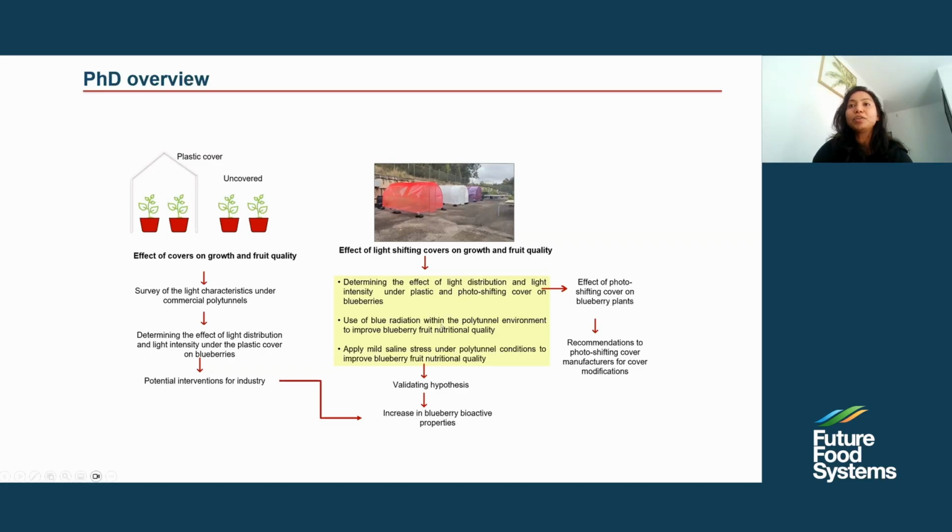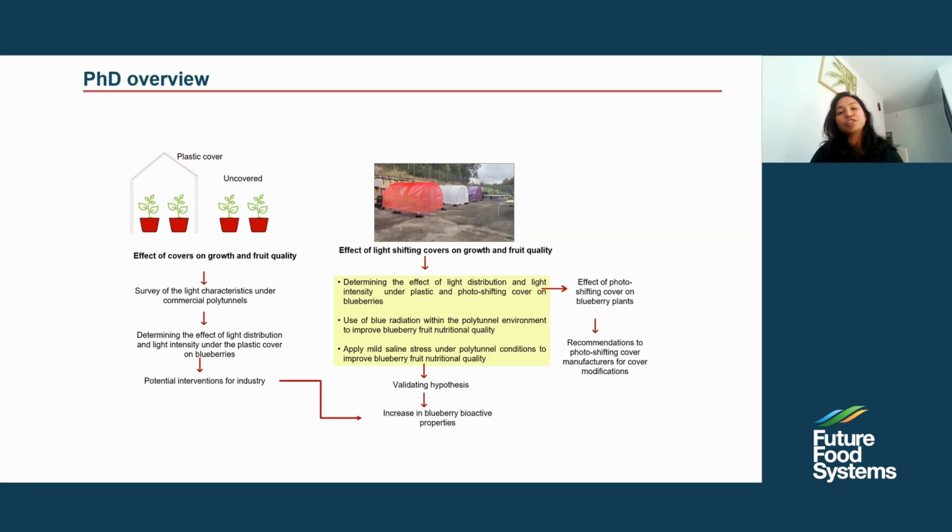The second intervention was the use of blue LED light. As Richard previously mentioned, in most protected cropping conditions, the blue light has been eliminated or filtered off. For that reason, it is important to provide blue LED light to the crops as it increases the bioactive compounds in fruits. So in the second intervention of our study, we supplemented blue light to the blueberry crops so that we can see how it impacts or enhances the bioactive compounds.